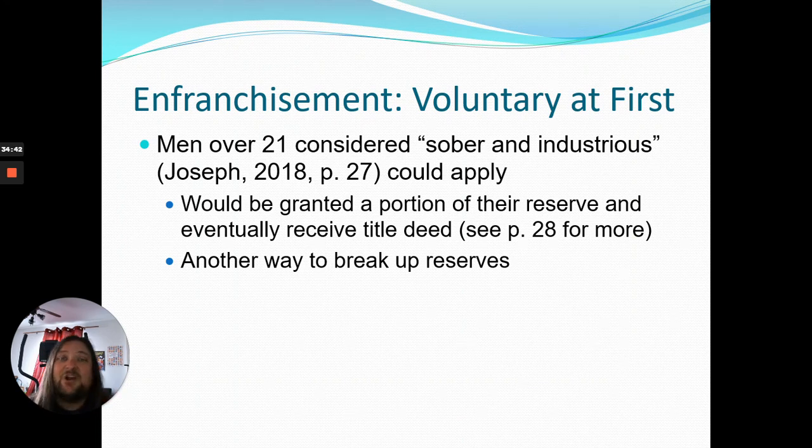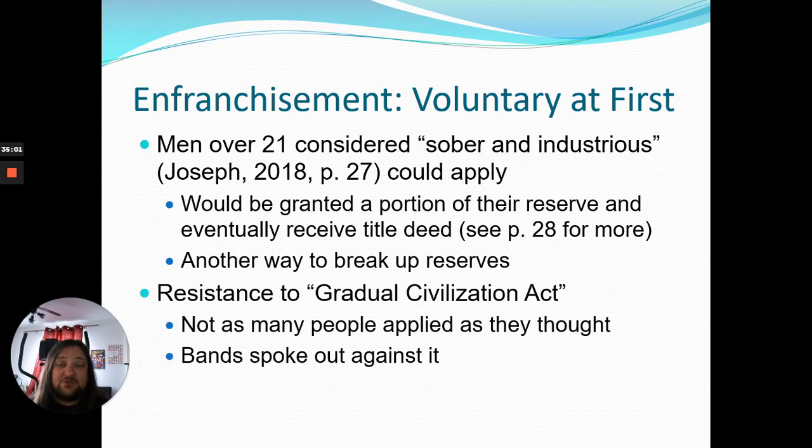But again, it's another sneaky backdoor way to, first, they restrict people to these reserves, as we just mentioned, and then they're chipping away at it by enfranchising people and then taking pieces out of the reserve to promote individual ownership, which was never a First Nations concept. Okay, so that's another disruption.